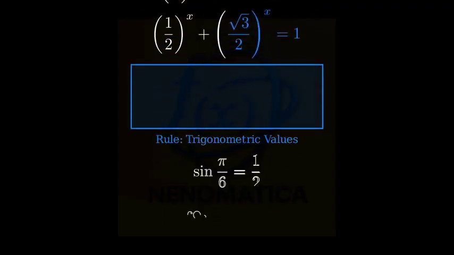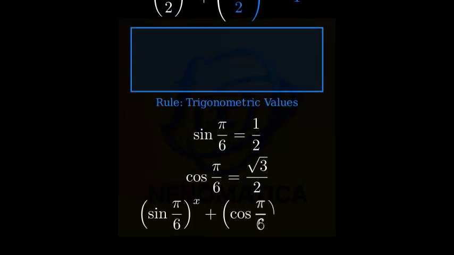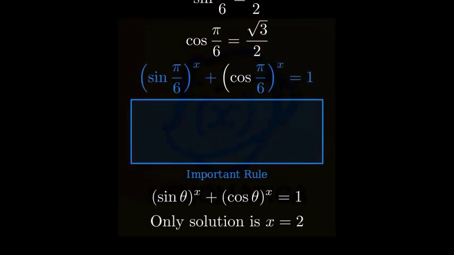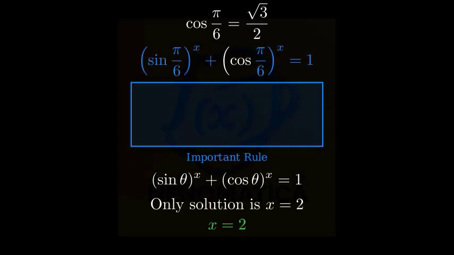Now, let's recognize some special trigonometric values. 1/2 is the sine of pi over 6, and square root of 3 over 2 is the cosine of pi over 6. Now, this is a key insight. The equation sine of pi over 6 to the x plus cosine of pi over 6 to the x equals 1 has a special form. In general, for any angle theta, the equation sine theta to the x plus cosine theta to the x equals 1 is only satisfied when x equals 2.